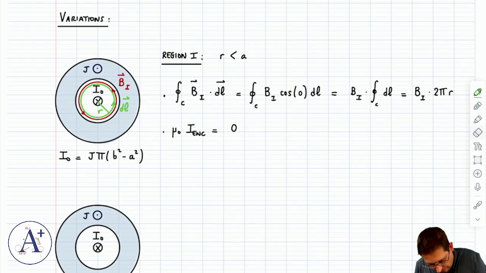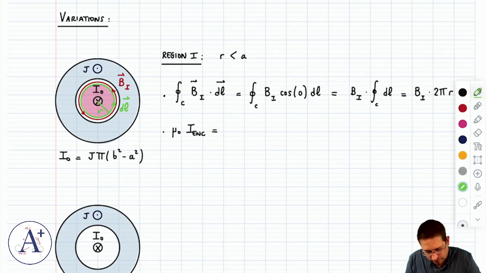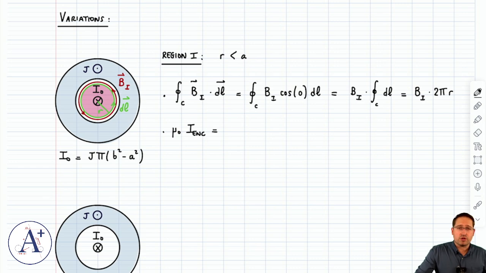However, now I encircled is not 0. I definitely have a current that flows through the surface bounded by my Amperian contour. In fact, I have all of the current I0 that flows through that surface. The question, though, is I0 positive or negative? Now, I just chose B1 to be counterclockwise, so I'm saying the positive direction for field lines is counterclockwise.